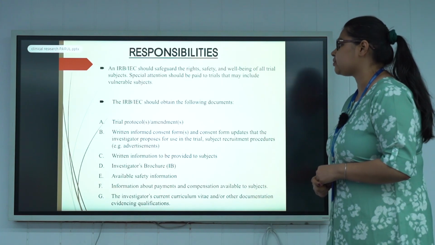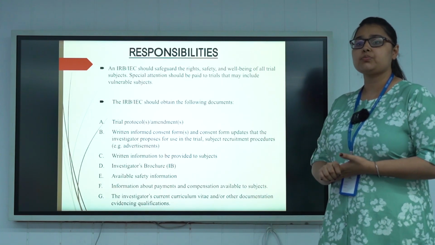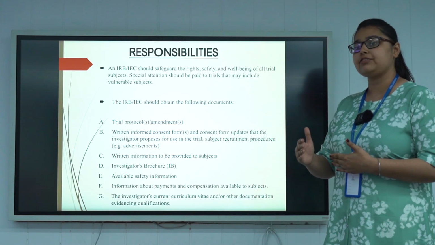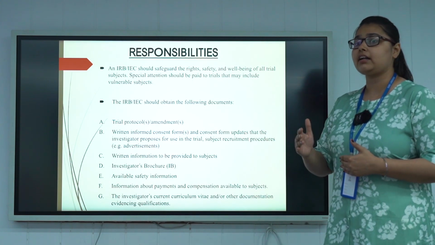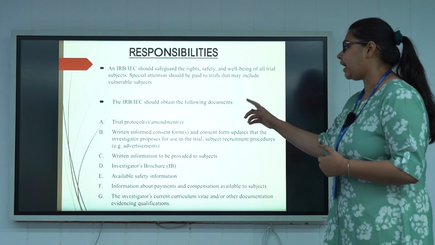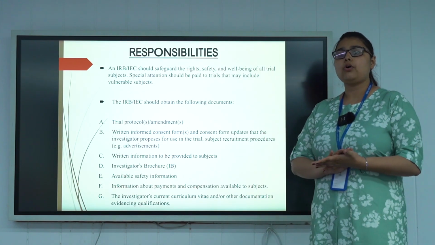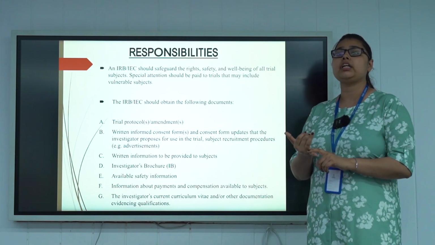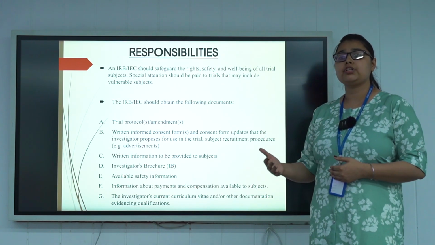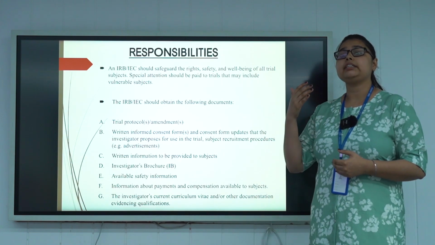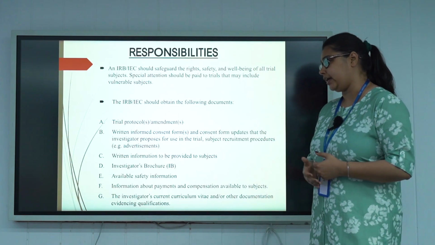So what are the roles and responsibilities? The ethics committee is responsible for safeguarding the rights, safety and well-being of the participants that are involved in the clinical trials. The IRB should review the following documents. First is the protocol. The protocol has all the information regarding what the study is about, what its inclusion and exclusion criteria are, and what tests are to be conducted in the clinical trial.